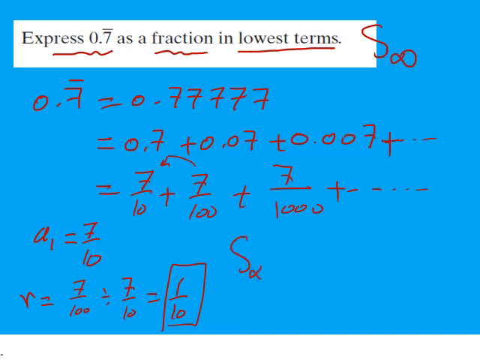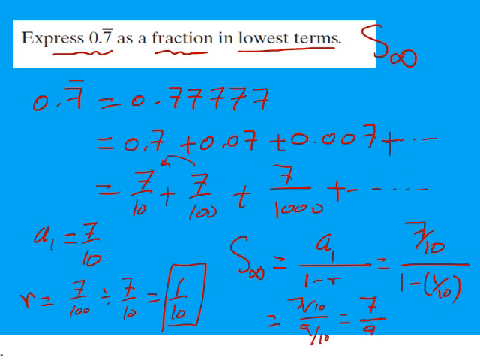So what if I want to find S infinity? It's A1 over 1 minus r. So A1 is 7 over 10, over 1 minus 1 over 10. So it's equal to 7 over 10 divided by 9 over 10, which is equal to 7 over 9. So 0.7 recurring can be written as a fraction equal to 7 over 9 by using the properties of the geometric sequence and the properties of the sum to infinity of the geometric sequence.